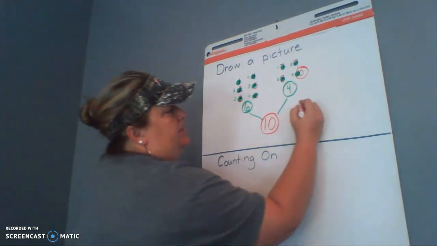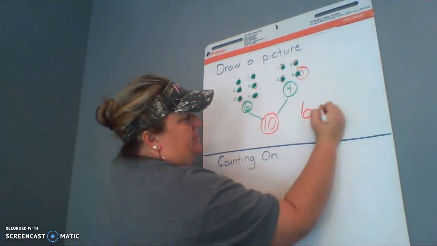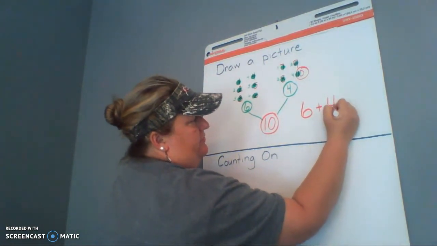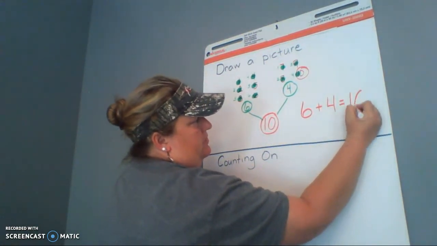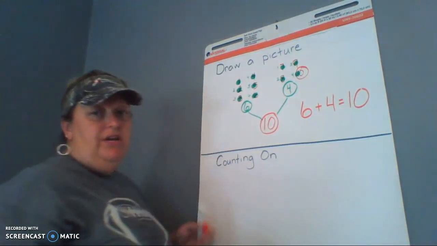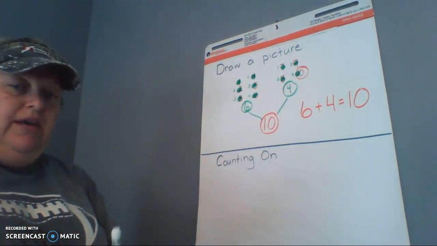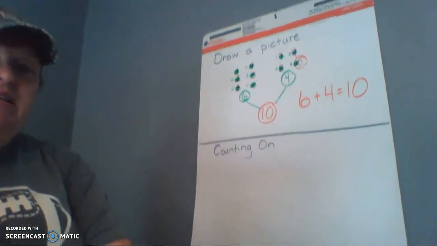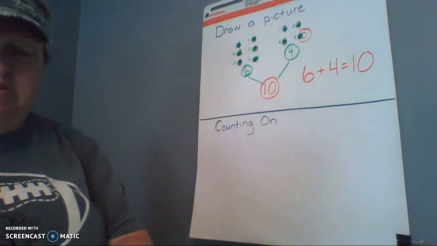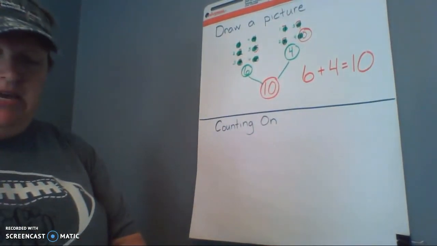Our number sentence would look like this. 6 plus 4 equals 10. Great job. Okay, this other way we're going to do today is called counting on, which is very similar to drawing a picture. It can be.